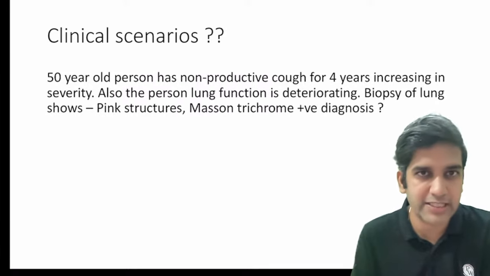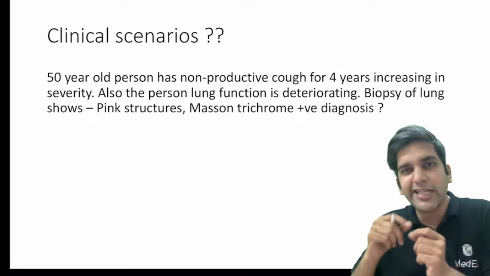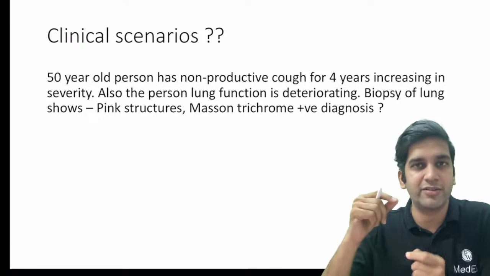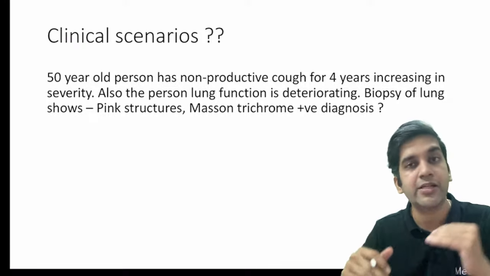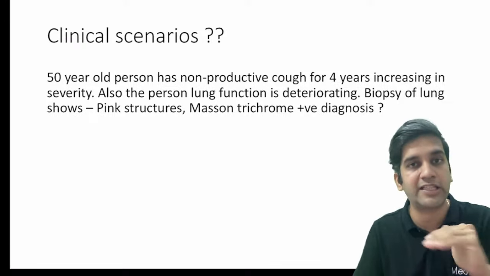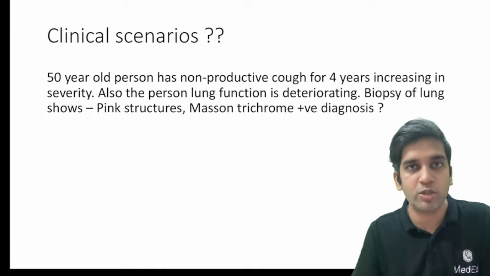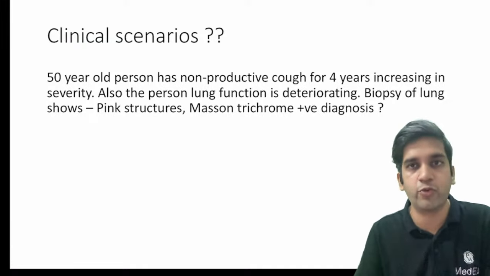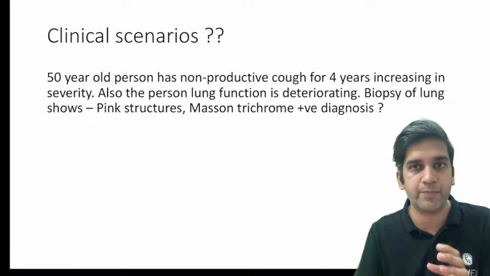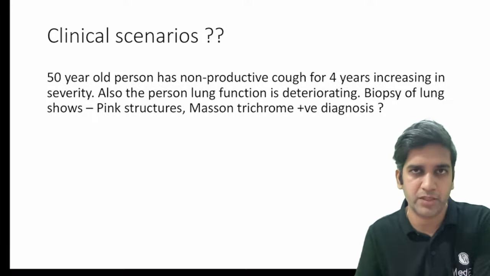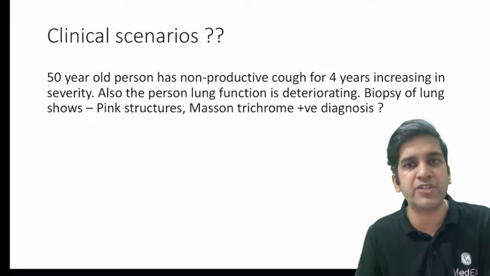One more question. Let's see if we can come to a diagnosis. Maybe slightly increasing the notch of this question, or the difficulty level. But still, if you're strong with the basics, nothing is difficult. A 50-year-old with a non-productive cough for 4 years with increasing severity. Lung function is reducing. Biopsy shows a pink structure, Masson trichrome positive. What's your diagnosis?